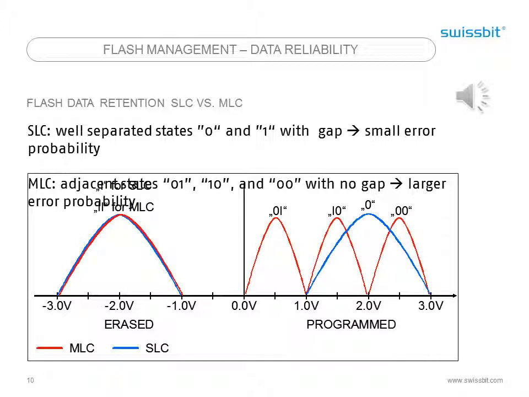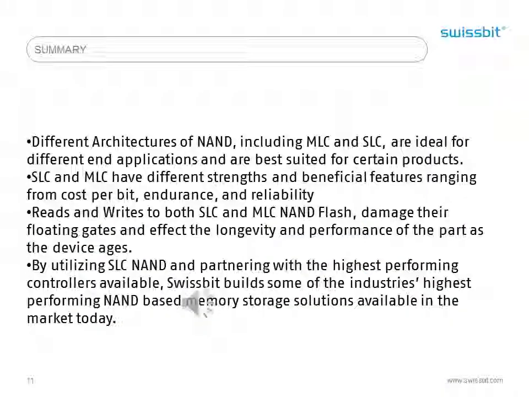MLC NAND is most often utilized in consumer applications, where cost per bit is the major factor in the design, and endurance and reliability are not as important. In conclusion, both MLC and SLC NAND architectures have strengths to their respective designs. These include cost per bit, longevity, reliability, and endurance of the device.